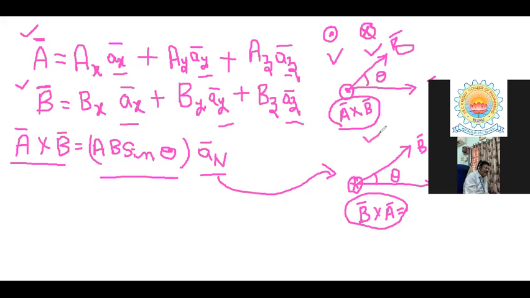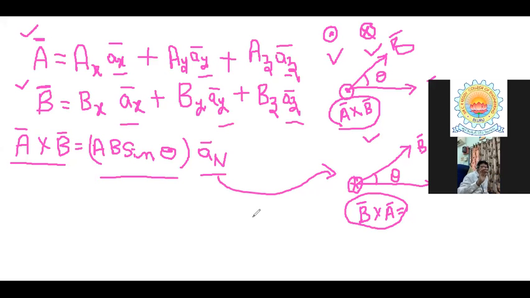So A cross B direction is dot enclosed and B cross A direction is cross enclosed. How do you get this? Again, I'm repeating, just use the right hand thumb rule. If you turn your fingers from the first vector to the second vector, because the vectors are represented in a plane, in the first case, that is A cross B, you have to turn your fingers from A to B. Thumb is towards us, so that is dot enclosed.